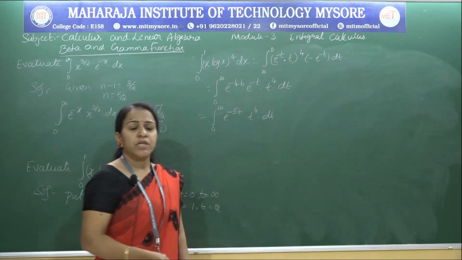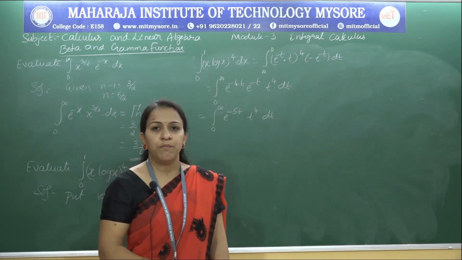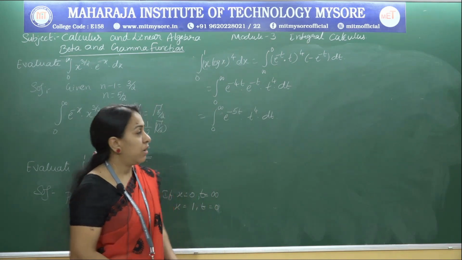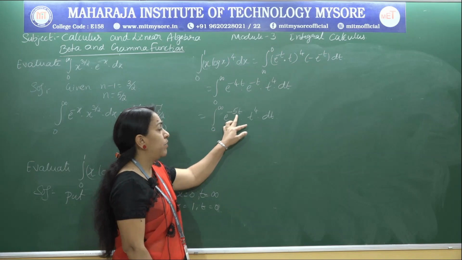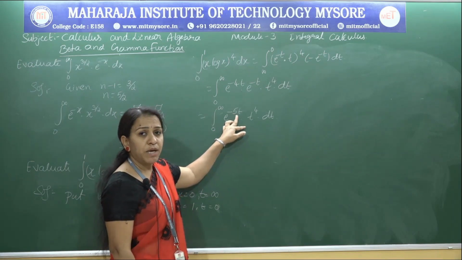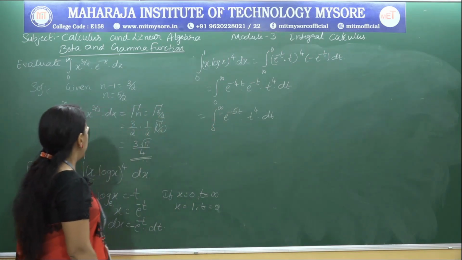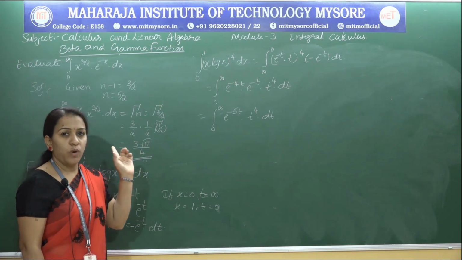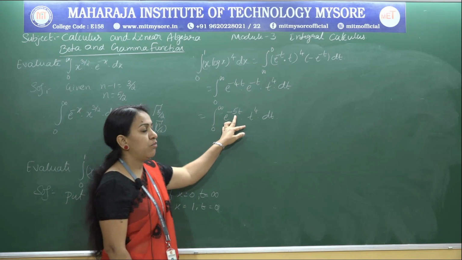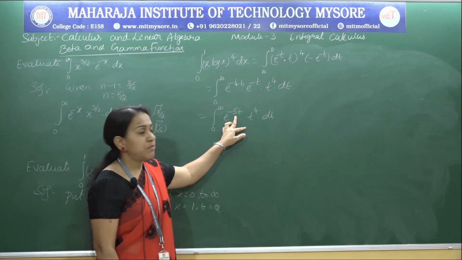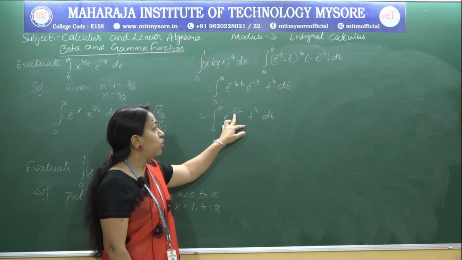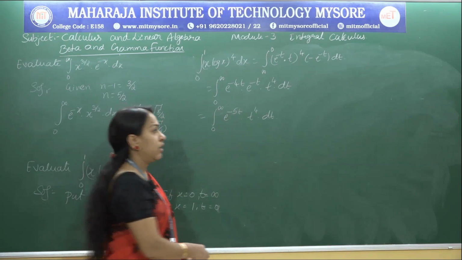Now, can we compare this with the standard definition of gamma? No, we cannot compare with the standard definition of gamma, because here we have e to the power of 5t. We know that by the definition of gamma, the coefficient of t should be 1, right? Minus 1 we should have, but here we have 5. So I can't write this as t directly. So substitute 5t by some other variable.